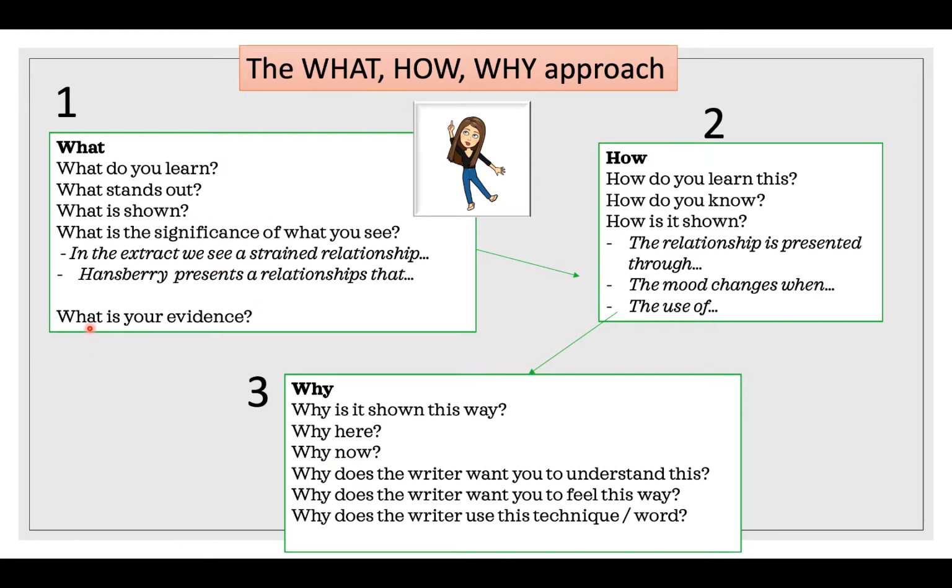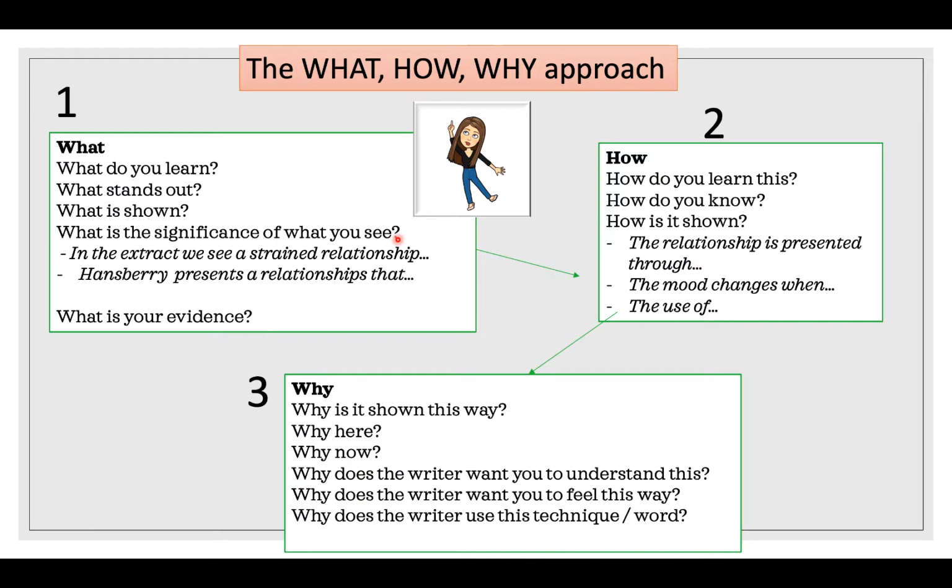Then you move on to what is your evidence? What quotation are you going to use to back this up? Then you move on to your how, which is all about techniques. So if this is my point, in the extract we see a strained relationship, then the next question that I'm going to ask myself is, well, how do I know this? How is it shown to me? This is where you must focus on your techniques or your dramatic devices. So maybe you want to say that we see a strained relationship, and this relationship is presented through the use of interruptions or the use of dashes.